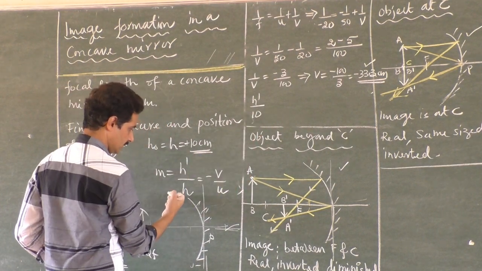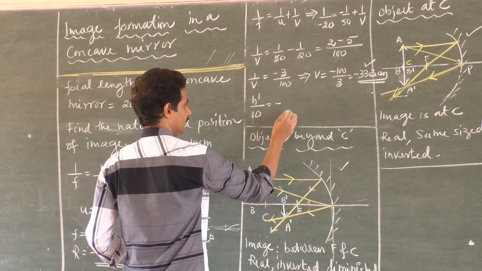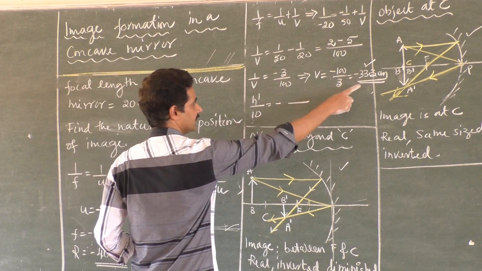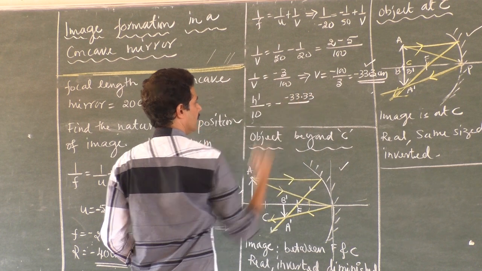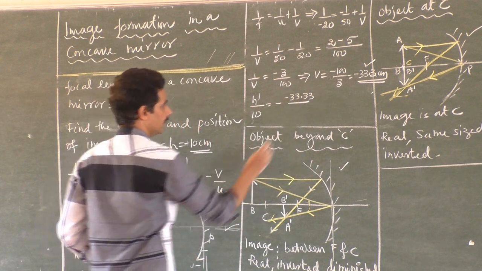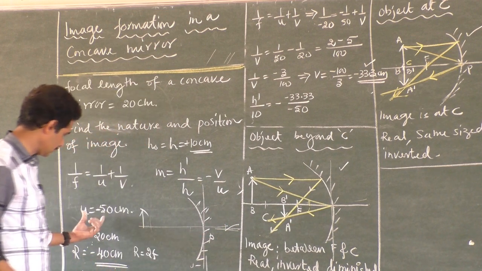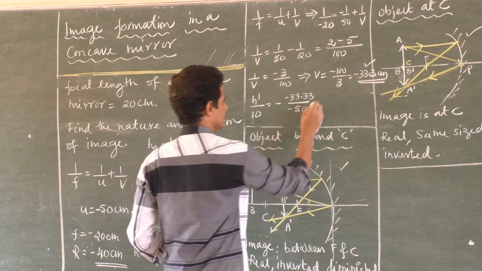H dash by H, height of the image by height of the object, is equal to minus V by U. V is negative, minus 33.33, by U, U is 50, minus 50, and it is on the other side. Last time we have written U as minus 50. So what will be this answer?